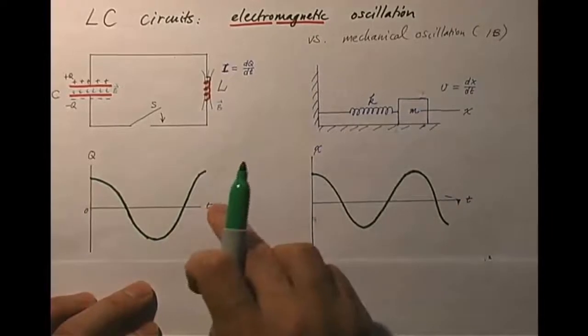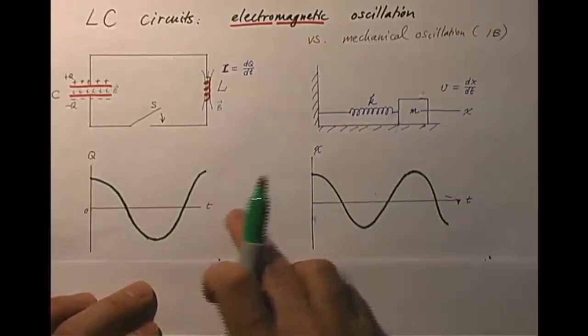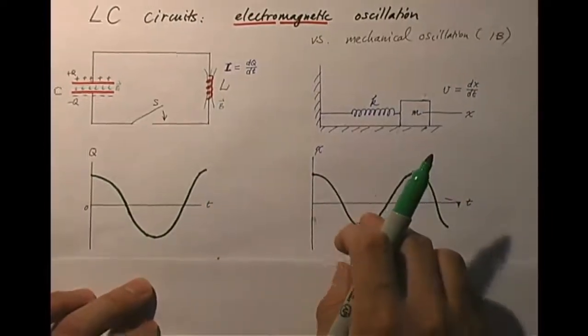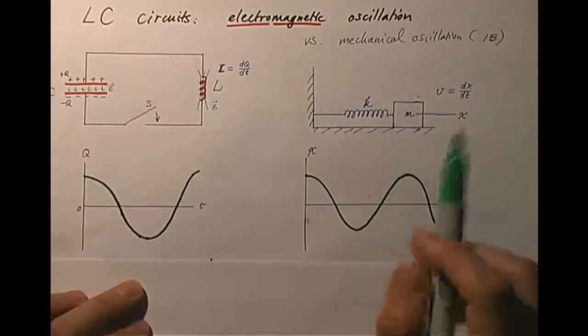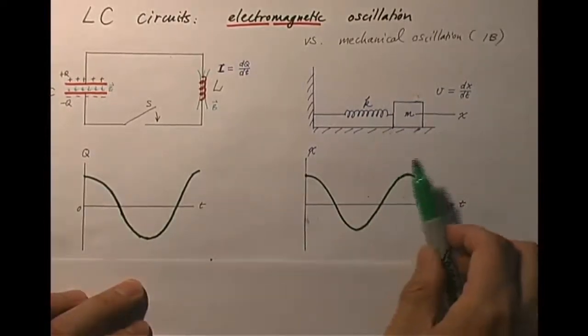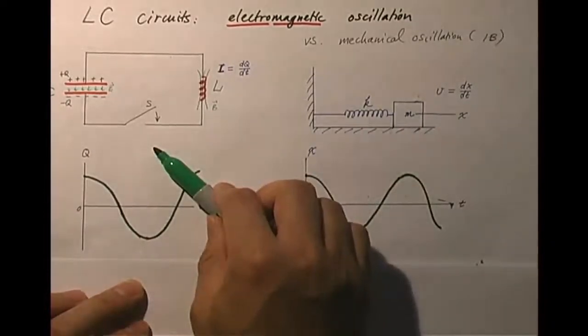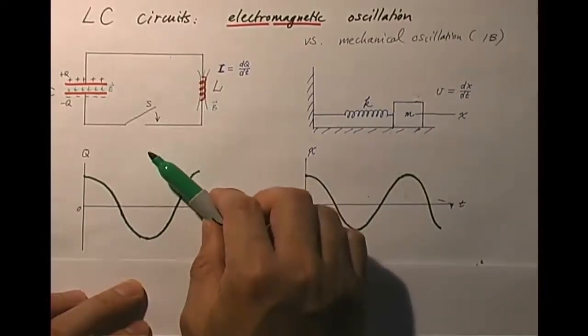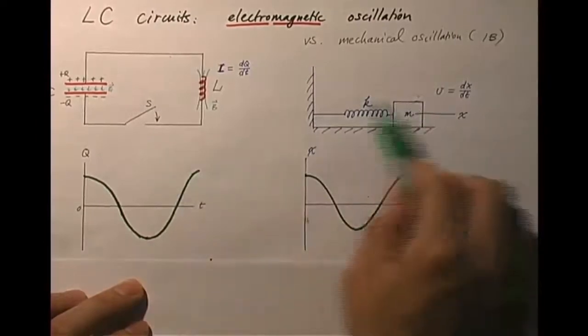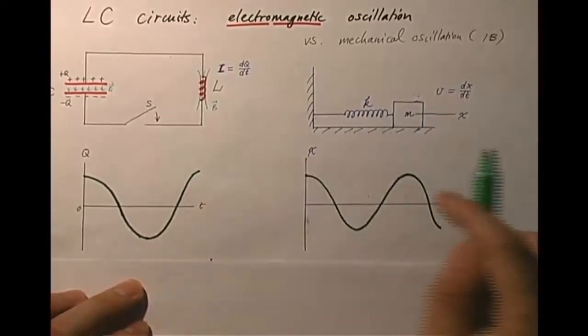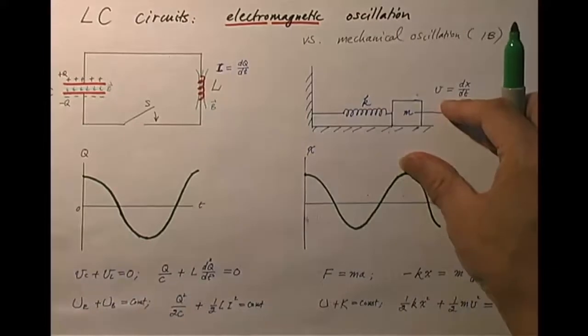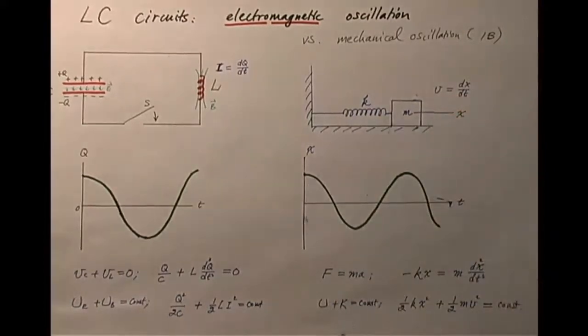Now, what we did so far was only a qualitative match between these two cases, but if we want to translate these results from the mechanical case into the electromagnetic case, we have to establish a one-to-one correspondence between quantities here and quantities there. Let's see how this can be done. Now in the electromagnetic case, I can apply Kirchhoff's rule: Vc plus VL equals 0.